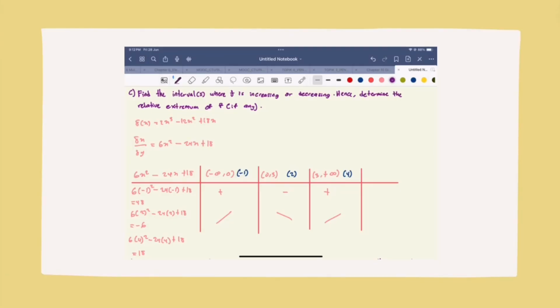Find the interval where f is increased or decreased. Firstly, we use the function to do the first derivative, and the first derivative we got is 6x squared minus 24x plus 18. Then we do the table and we use the critical points as our guideline, and then we took some chosen points such as -1, 2 and 4. For -1 we got positive, so it's increased, and for the value of 2 we got negative and it's decreased, and the value of 4 is positive, so it is increased.